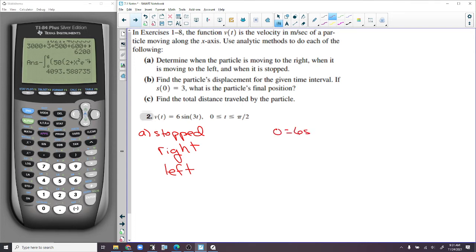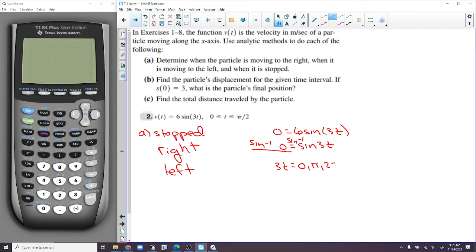0 is equal to 6 sine of 3t. So we're going to set the velocity equal to 0. Divide by 6, it's 0 still. And really, if I wrote everything out, now we're going to take the inverse sine of both sides. So this asks the question, where is sine 0? Sine is 0 at 0, pi, 2 pi, 3 pi, a whole bunch of places. All the multiples of pi, sine is 0.